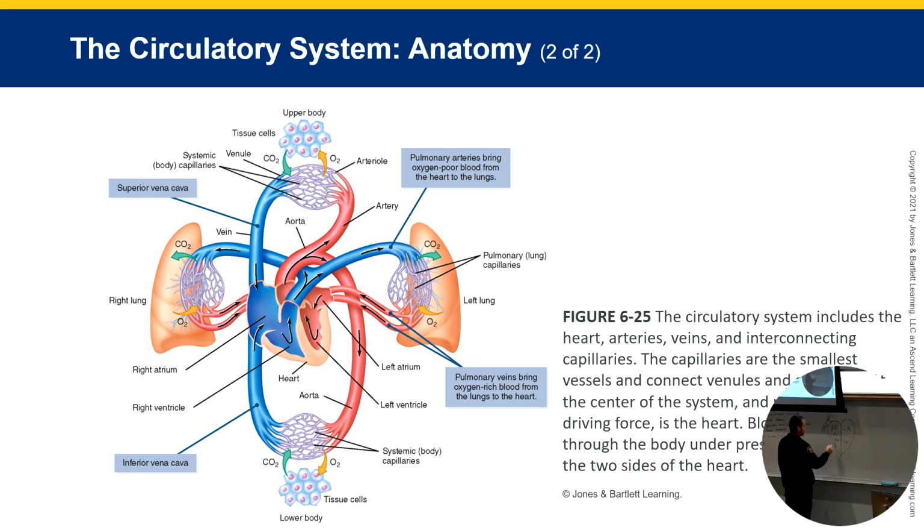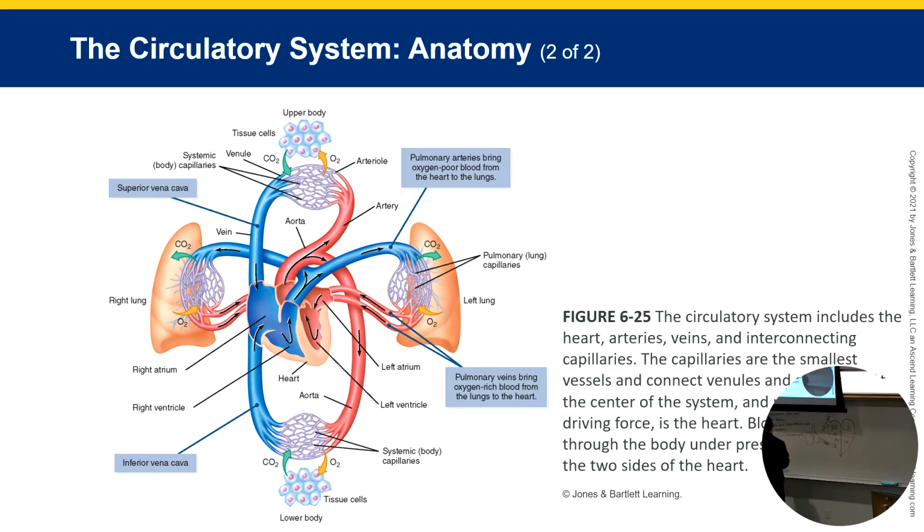I'm going to go this way. Again, not to scale. Okay, and then we're going to have this guy. Okay, let's get rid of that guy. We're going to have this guy. Perfect. Pulmonary artery.